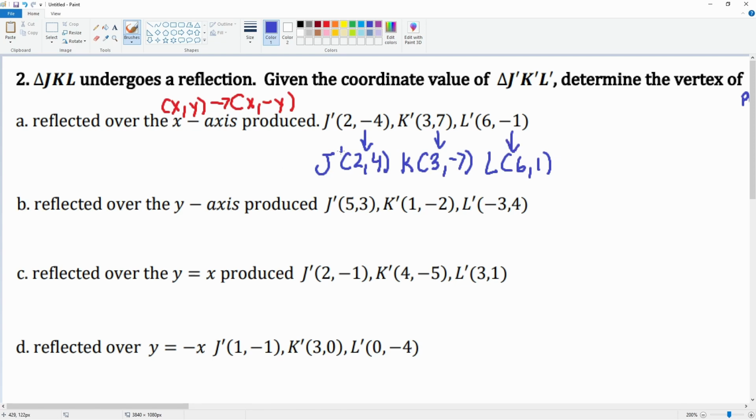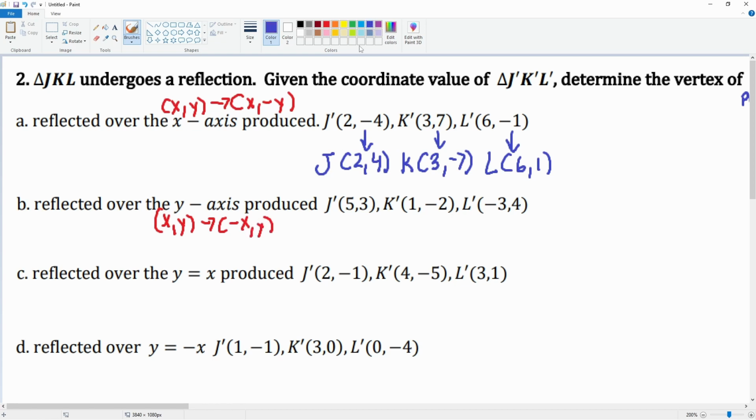Okay, so these are all the regular points. J was 2 comma 4, K was 3 comma negative 7, and L was 6 comma 1. It's going to go under that transformation to produce those new points. Okay, so you're applying the same rule. Okay, now next we have the over the y-axis. The rule of the y-axis is that the x value will change. So x comma y arrow, negative x comma y.